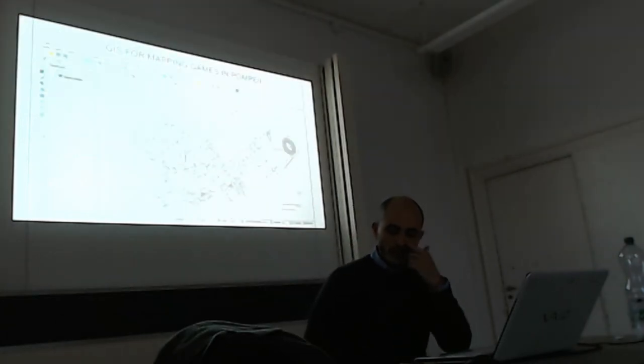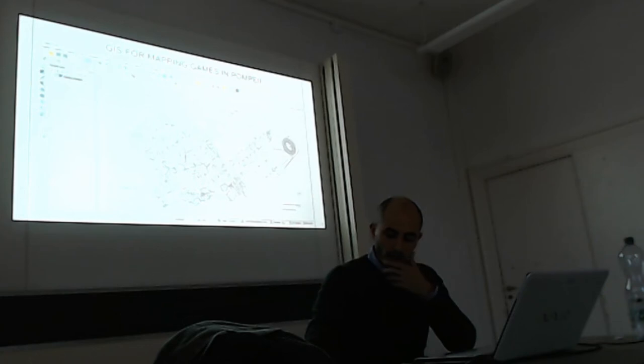So for my project in Pompeii, I'm using QGIS, a GIS software, a geographic information system, to visualize topographically the diffusion of game tools in the city. GIS software allows us to georeference all data placed in the map.